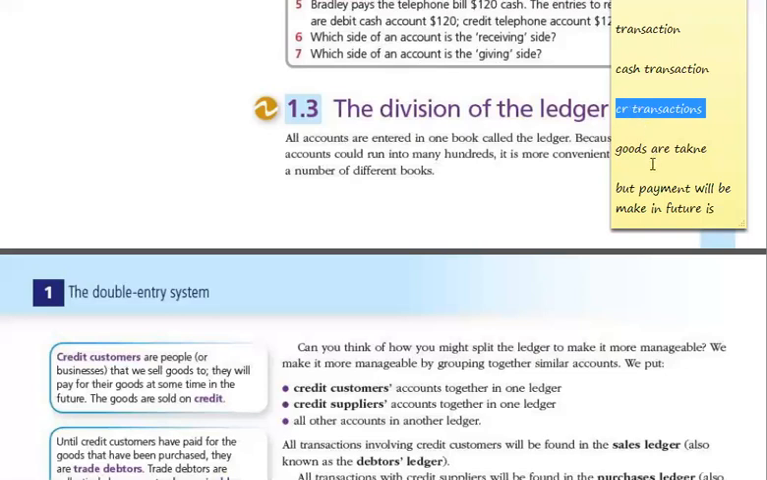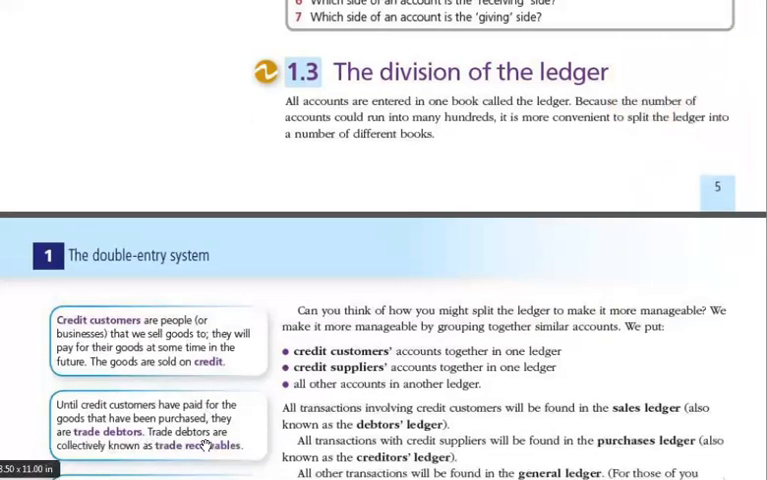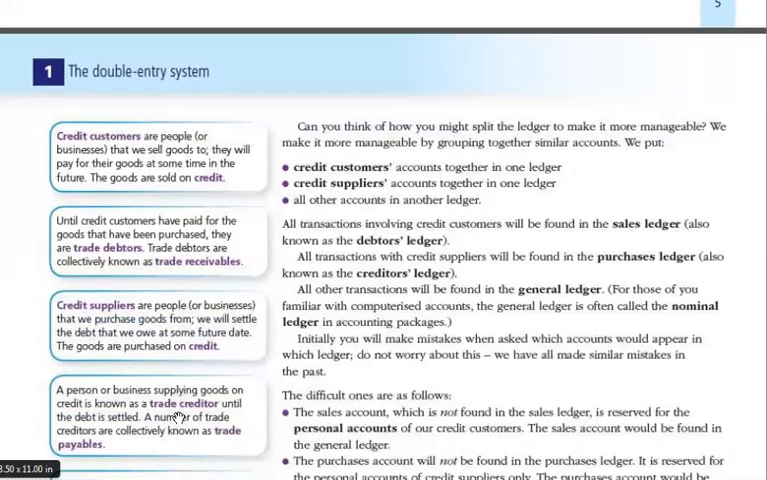In a credit transaction, there are two types of parties. One is the customer, another is the supplier. Customer is also called debtor, or you may call him receivable. Debtor, receivable and customer are the same thing. Creditor, account payable, supplier, seller and trade payable are the same parties. Basically, creditor is a seller.